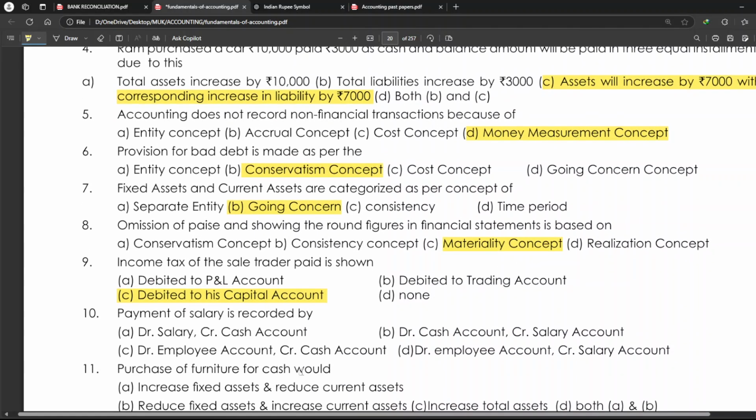Payment for salary is recorded. Here we see that salary account will be increasing while cash will be decreasing. When we pay salary, we debit the salary account and credit the cash account. So our answer will be A.